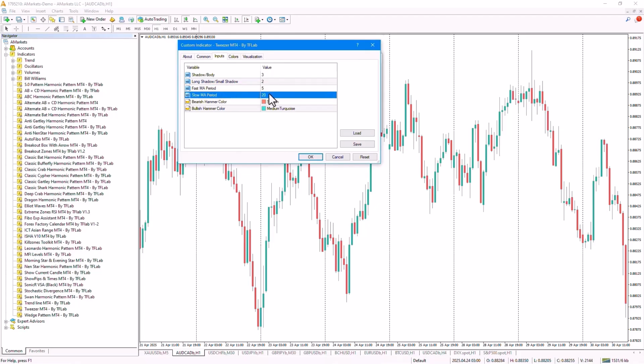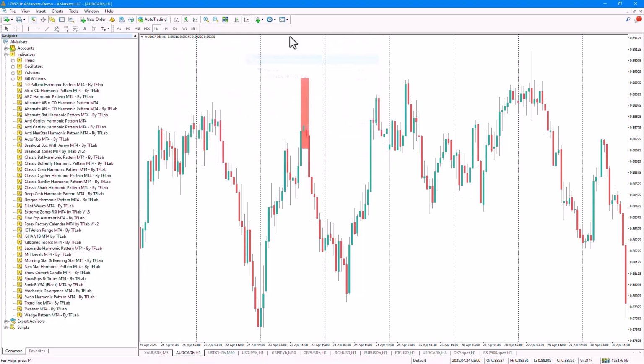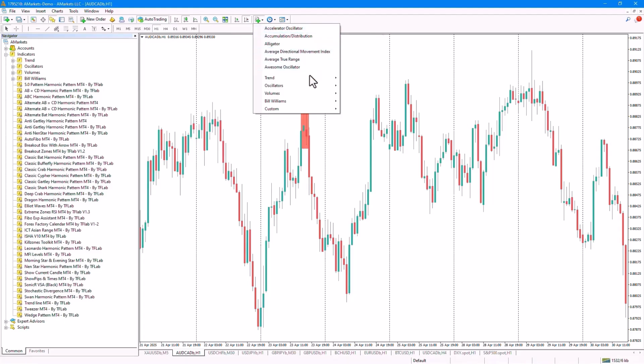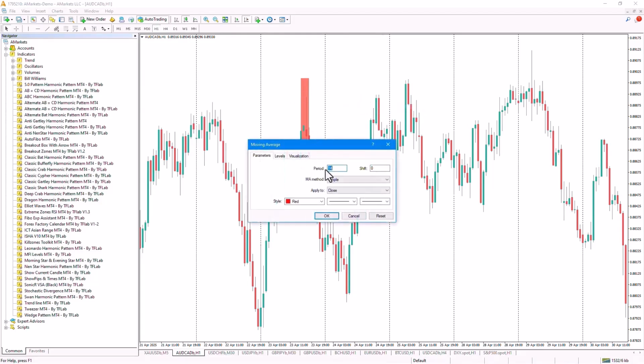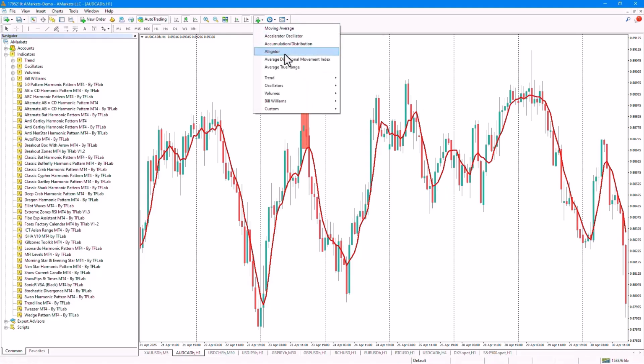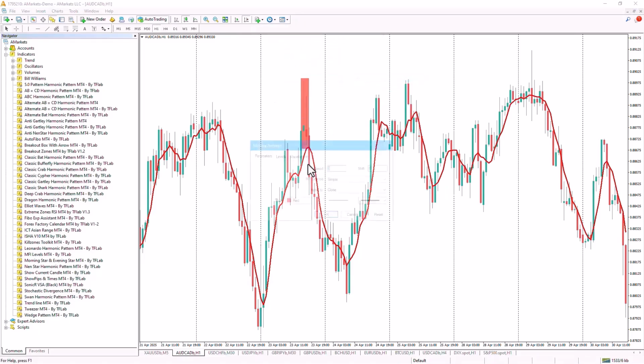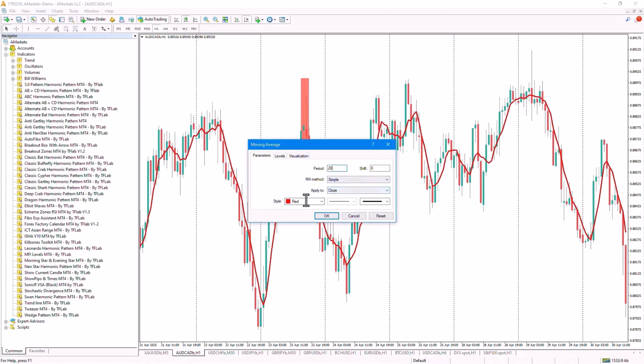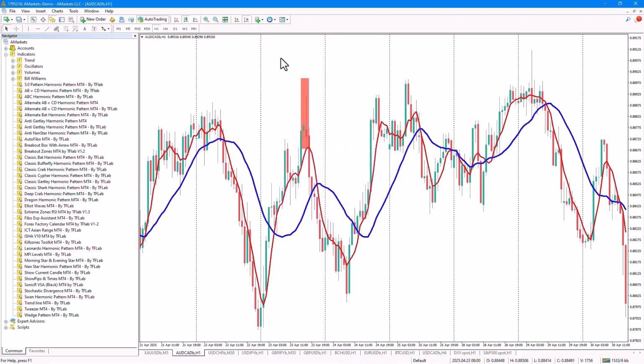slow moving average here. And finally, we can choose the color for the bearish Tweezer candlestick pattern and the color for the bullish Tweezer candlestick pattern in this section. To make this clearer, I'll demonstrate on the chart. I'll add two moving averages, one with a period of 5 and another with a period of 20, and after that I click confirm.